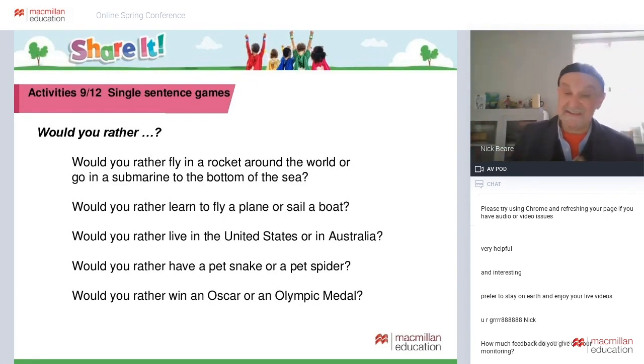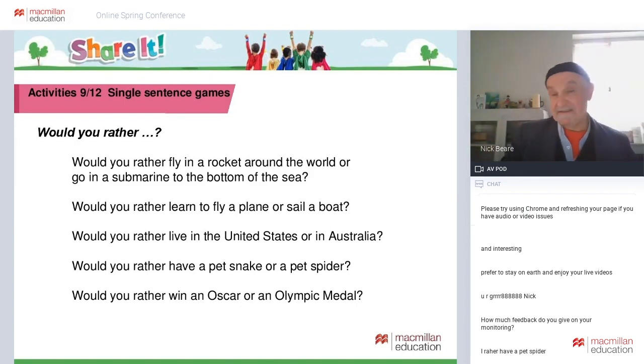Right, just for some quick example sentences. Would you rather fly in a rocket? We saw that. Would you rather learn to fly a plane? Would you rather live in the United States or Australia? Would you rather have a pet snake or a pet spider? You must choose one. Yeah, that's the whole point. Would you rather win an Oscar or an Olympic medal? All right, that's an interesting one. Let's try that.